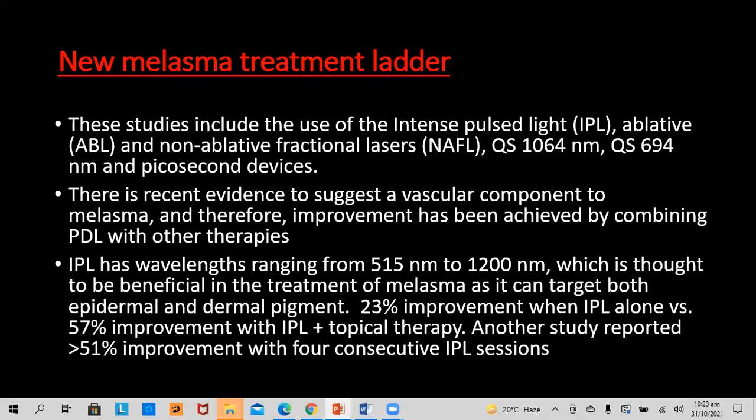IPL has a wavelength that ranges between 515 to 1200 nanometer and is thought to be beneficial in treatment of melasma as it can target both epidermal and dermal pigmentation because of the range of wavelength. Various studies gave a 23% improvement with IPL alone versus 57% improvement if IPL is combined with other topical treatments. Another study reported more than 51% improvement with 4 consecutive sessions of IPL.